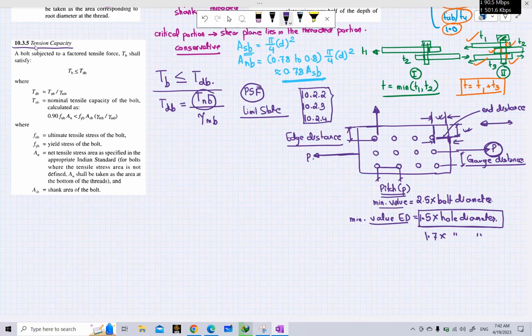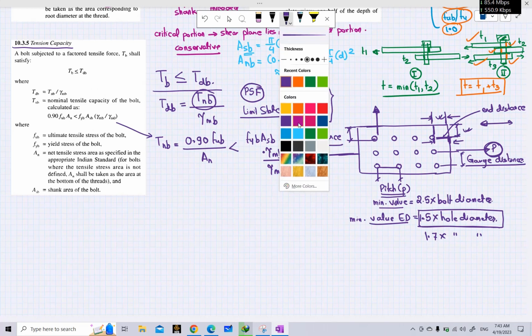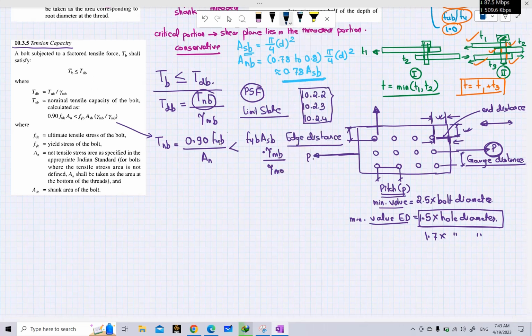How to calculate this nominal capacity of bolt? The nominal capacity of bolt is given here as 0.90 FUB AN, which should be less than FYB ASB into gamma MB by gamma M naught. So you can see two conditions here. One is this condition and one is this condition. What are these actually? Why do both need to be checked?